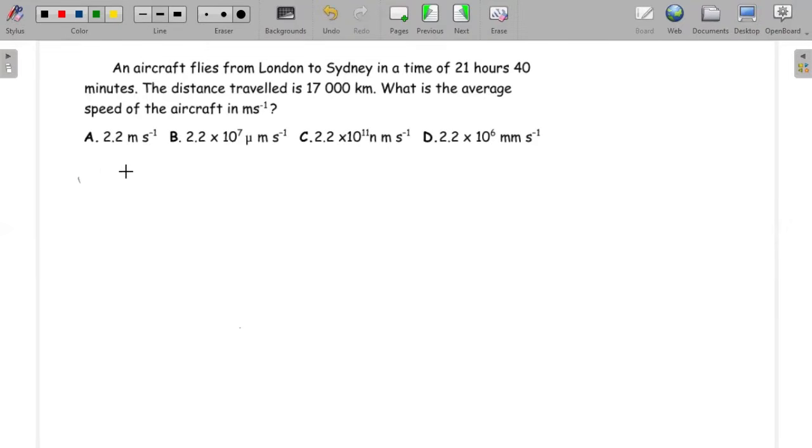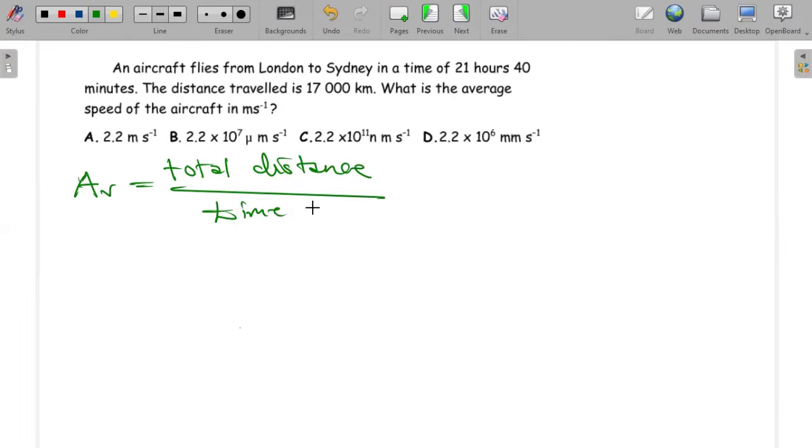Okay, so first things first, we're supposed to bring out the formula for average speed. The formula for average speed is equal to what? It is equal to total distance over time taken. This is the formula that we are going to use.